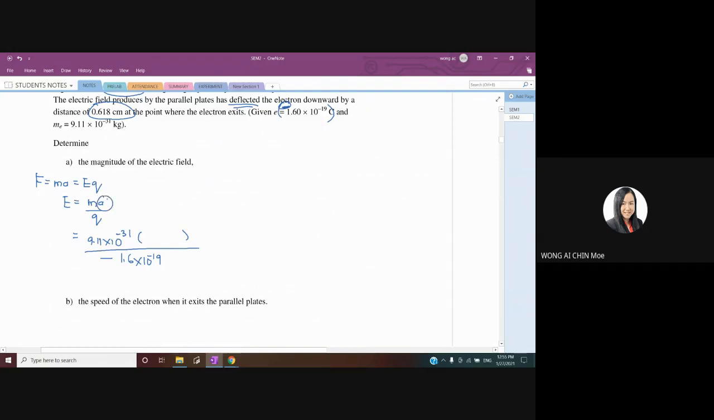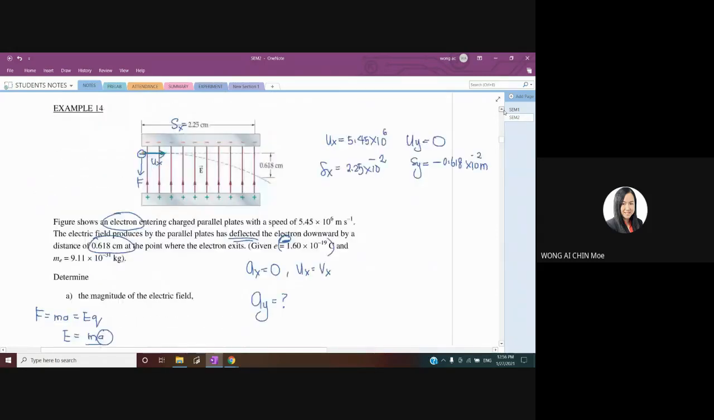So we need to find the acceleration first. AX, of course, is equal to 0, because your UX always equals VX, it's constant. But we can find AY. When you want to find AY, you must have at least 3 pieces of information. Your AX is equal to 0, so you must find AY first. But we need 3 pieces of information and we only have 2, so actually it's not enough.